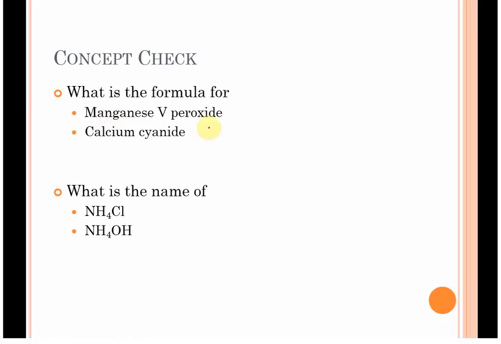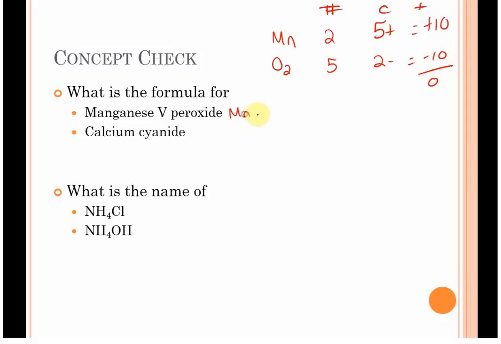Okay, so what's the formula for manganese 5 peroxide? We have manganese. Peroxide is O2. Number, charge, total. Manganese 5 means it's got a charge of +5. Peroxide from your flashcards is going to be -2. To cancel, we're going to need 2 and 5 to get that lowest common denominator of 10 to cancel. So we're going to write Mn2. We can't write O25 unless we have this in parentheses. If we were to do it without those parentheses, it's going to look like 25 oxygens, which would not be good.